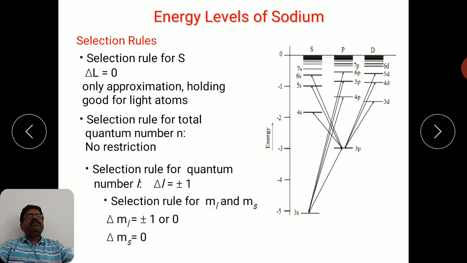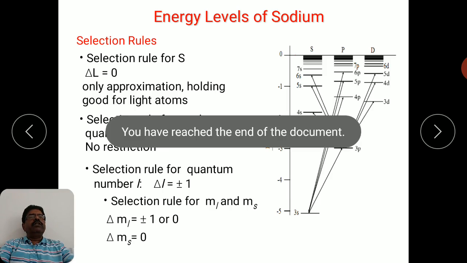Here this is the energy level diagram for sodium, and some of the transitions are shown by the lines here, and this is the actual spectra. When we study the actual spectra of the sodium atom, you will see which transitions are allowed according to these selection rules and which are not allowed, and one can easily understand that. Just note this correction here: delta S should be 0. This is not delta L, delta S should be equal to 0. Okay, so this is all about the energy levels of the sodium atom.